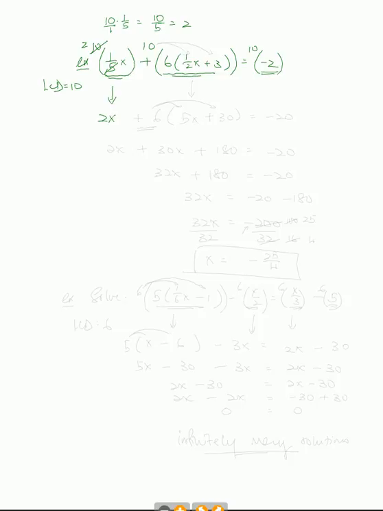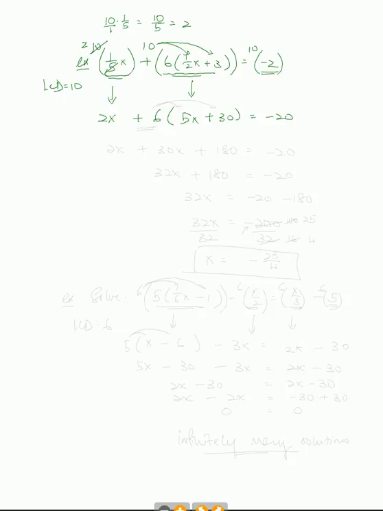Now, if you look at the second term here, the 6, I do not want to multiply the 10 to the 6 because that's not the one with the denominator. Instead, I'm going to distribute the 10 into the parentheses to get rid of the denominator 2 in this case. So what this next term is going to look like is 6 parentheses, 10 times 1/2 is going to be 5x plus 10 times 3 is going to be 30. And that's equal to 10 times negative 2, which makes it negative 20.